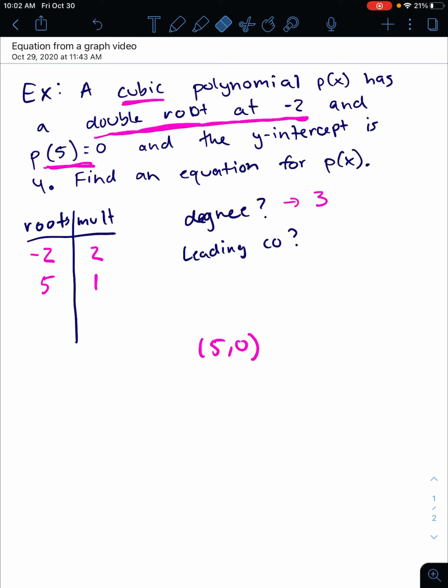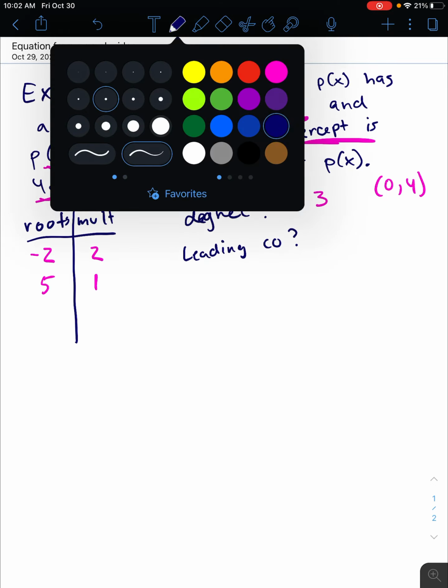Only thing I'm missing is my leading coefficient. But let's start writing it out anyway. Oh wait. Sorry, I missed one of our pieces of information. The y-intercept is at (0, 4). Okay. But let's start writing out our equation.